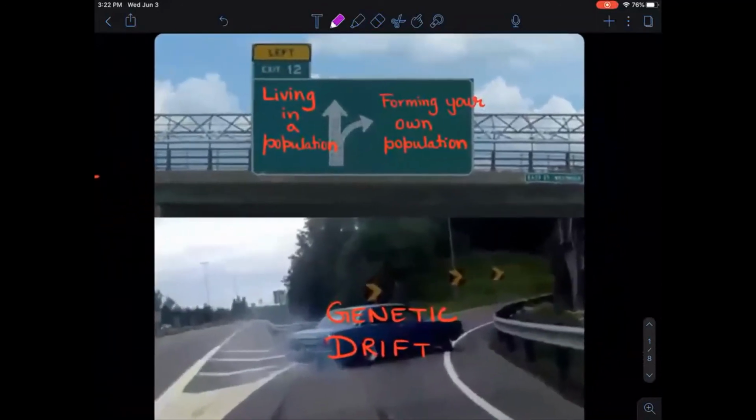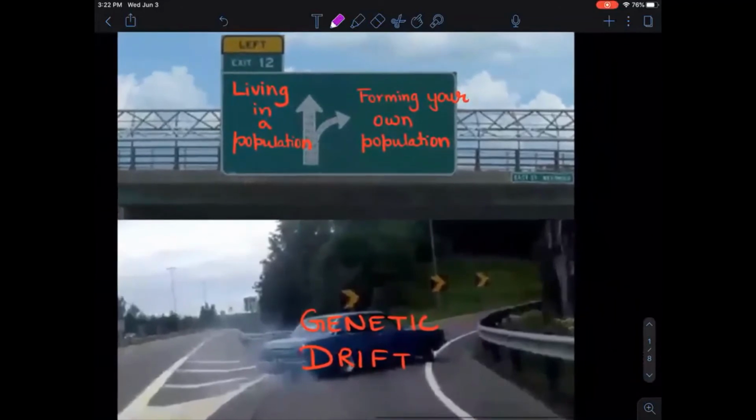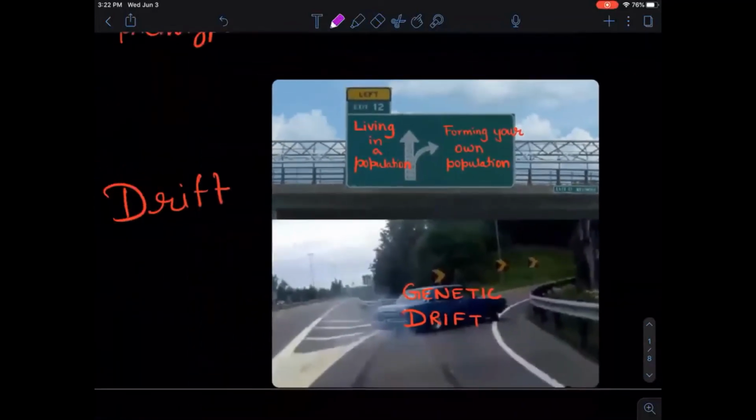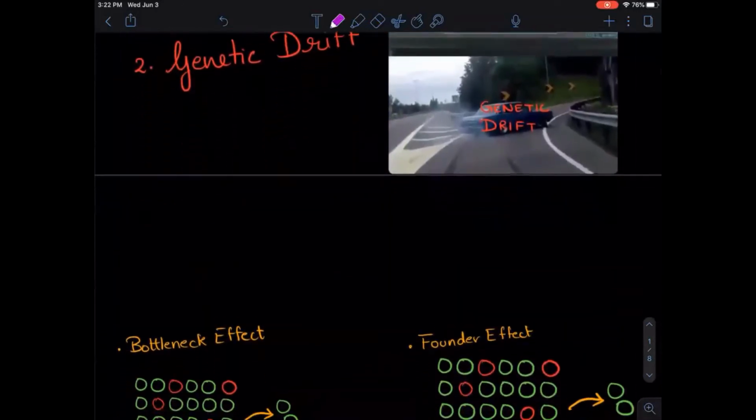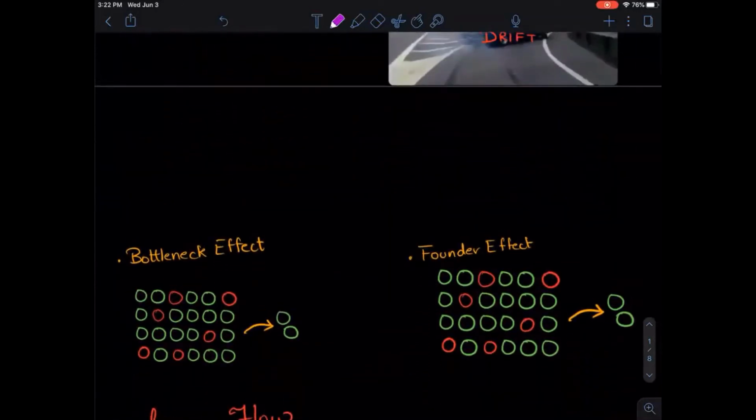It can be better understood by this meme. So genetic drift, you see, populations will be forming their own population instead of living in a pre-established population. This can be of two types: the bottleneck effect and the founder effect. They might look similar from the diagrams I've drawn. Basically, a small group of species gets separated from their parent group and they establish their own dominance somewhere else.